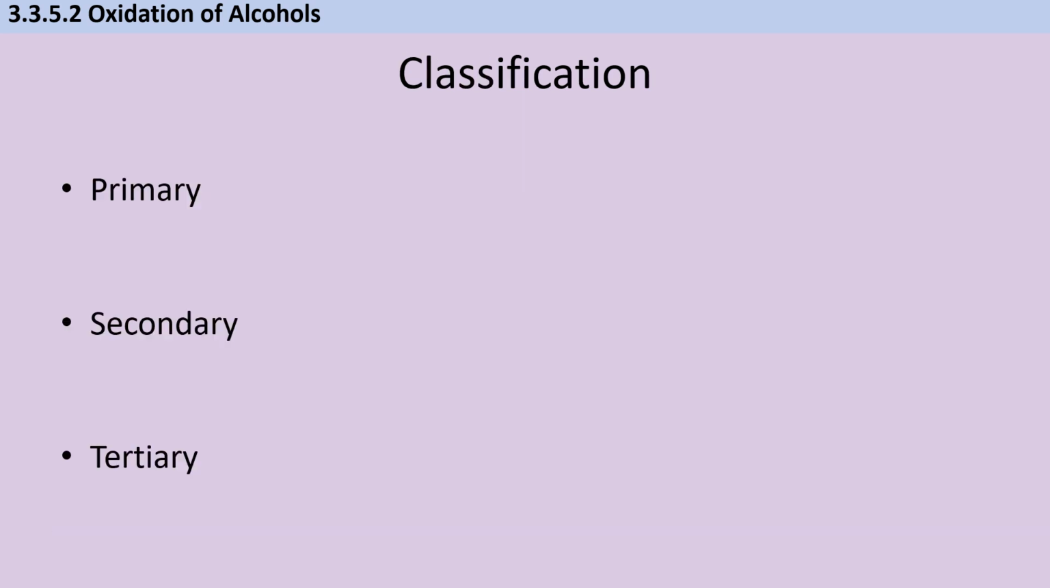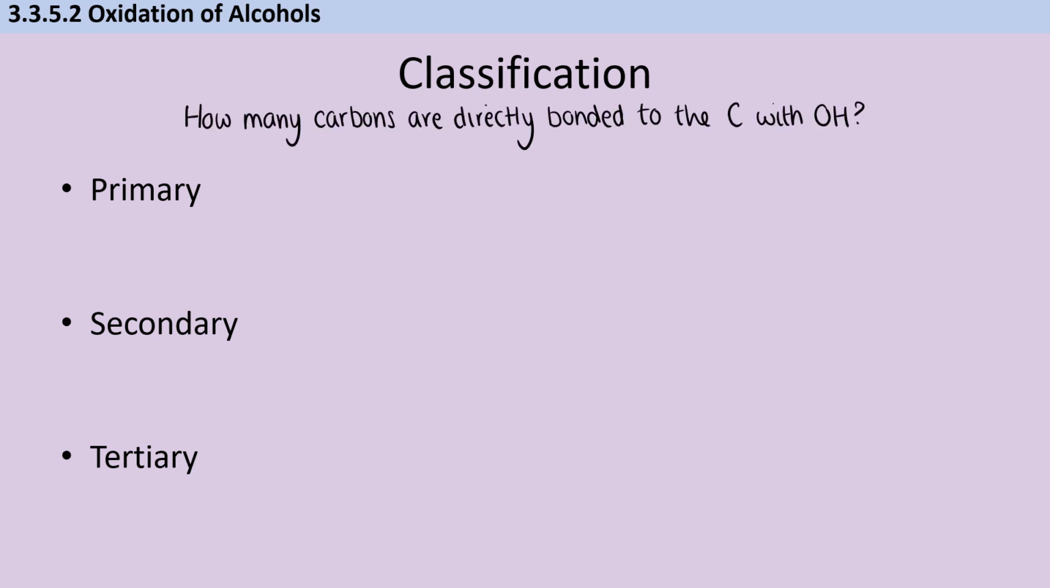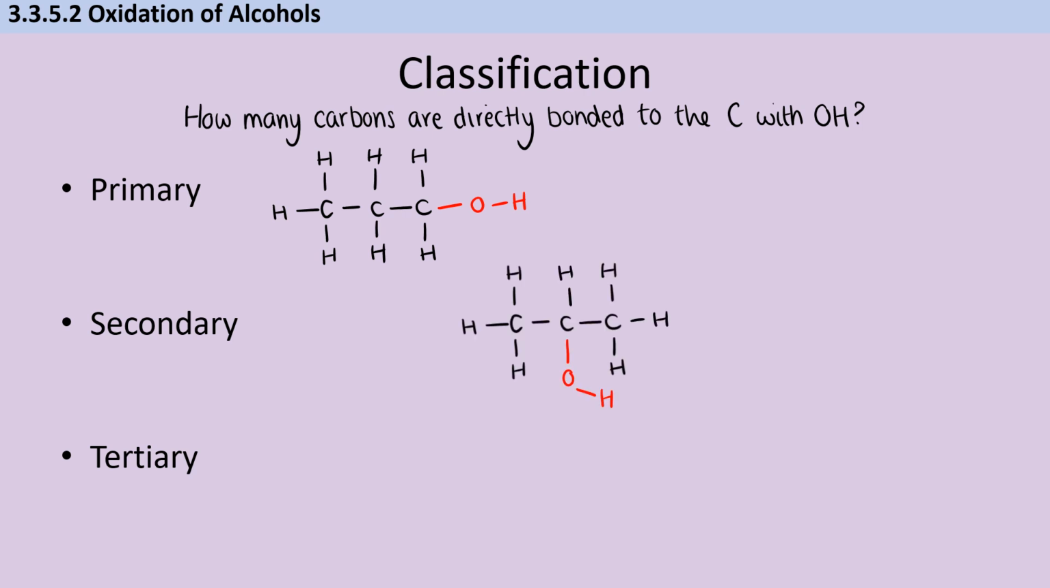We can classify alcohols as primary, secondary or tertiary, based on how many other carbons are directly bonded to the carbon with the hydroxy group. So for example, this is a primary alcohol because the hydroxy group is on a terminal carbon which is bonded to one other carbon. Whereas this is a secondary alcohol because the hydroxy group is on that central carbon and that carbon has another one on its left and another one on its right. So it's directly bonded to two other carbons.